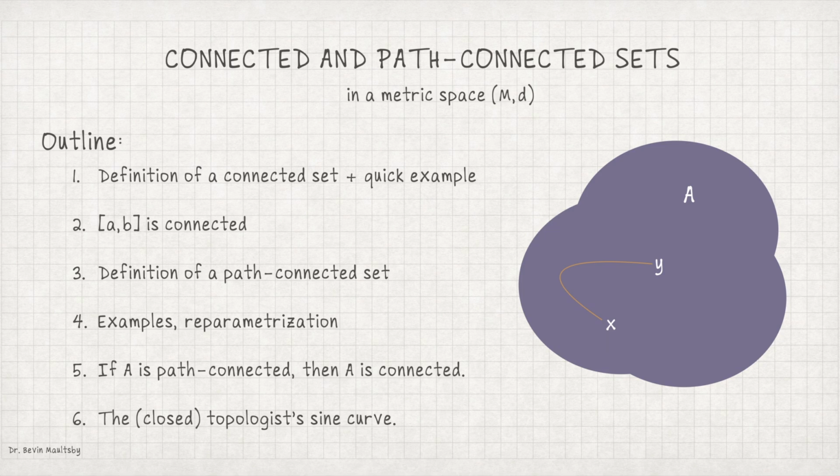I want to mention the idea of parameterization and reparameterization, and then we will prove a result that if A is path-connected, then A is connected. So the definition I think is easier, that of path connectivity, is actually a stronger condition. Then we'll wrap everything up with a quick look at a famous curve called the Topologist sine curve. There are different versions of this, so the one I will show you is the closed Topologist sine curve.